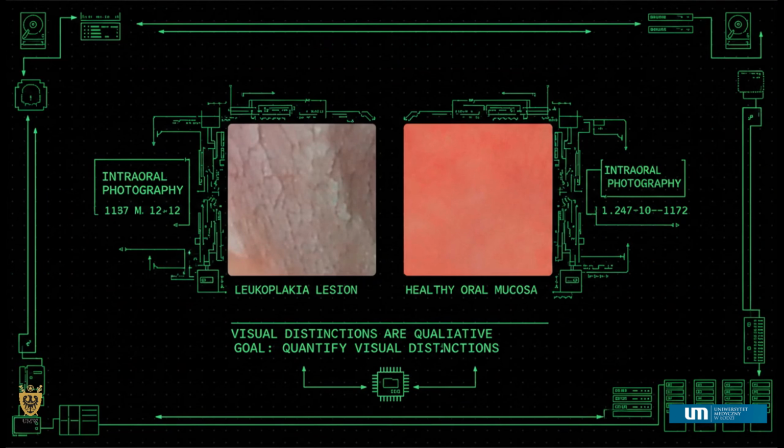And this is where it all starts, with a simple, standard digital photo. On the left, you see the leukoplakia lesion. On the right, healthy tissue. Now, to you and me, we can see a difference, sure, but it's qualitative. The goal here is to find a precise mathematical signature that separates the two, every single time.